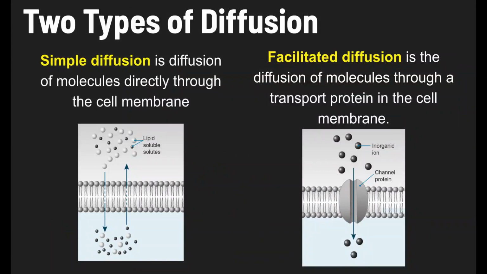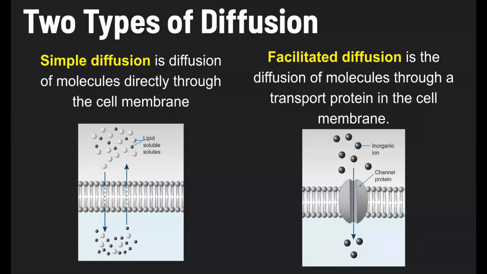Now, there are two types of diffusion. There's simple diffusion and facilitated diffusion. Here's what they have in common. Both are still types of diffusion. So in both cases, molecules are moving from an area of high concentration to an area of low concentration.